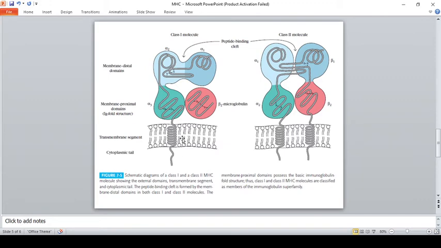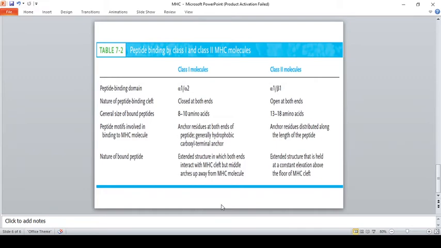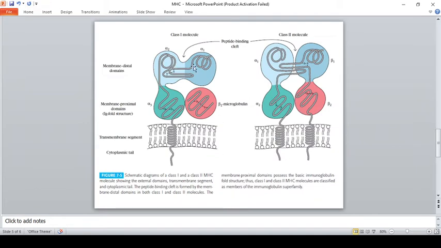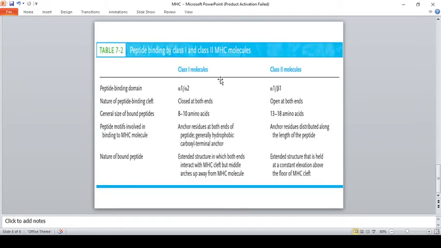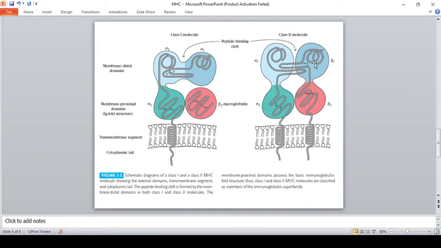So this is a schematic diagram of class 1 and class 2: the membrane distal domain, the membrane proximal domain, the transmembrane segment, and the cytoplasmic tail. In the next part, I'll give a detailed explanation, guys. The class 1 molecule is made up of two similar subunits, and the peptide binding domain is formed by the alpha 1 and alpha 2 subunits. For class 2, it is alpha 1 and beta 1. In class 1, there is an extra structure called beta 2 microglobulin, which is bound to the alpha subunit in a non-covalent manner.